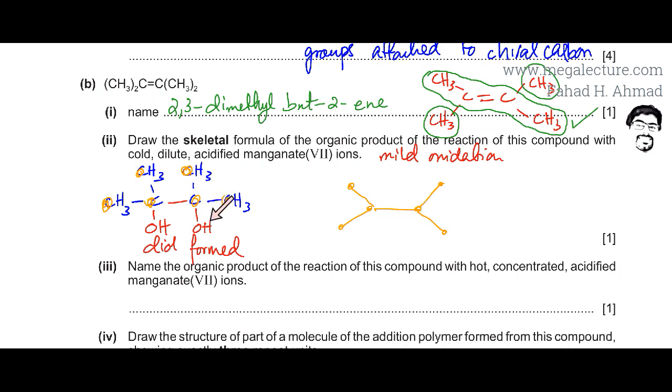You have to show the functional groups that are attached. There are two OH groups attached to the middle carbon atom, so I'm going to show that. I'm going to show these two OH groups. So there's an OH group over here and an OH group on this side.